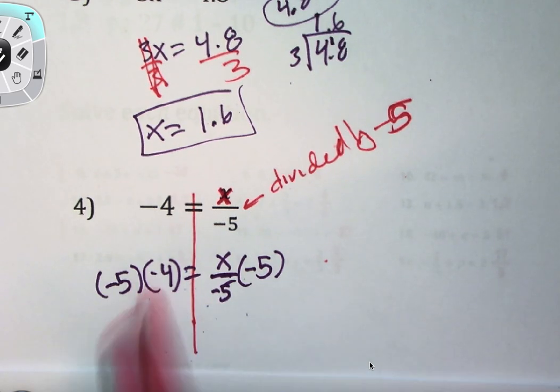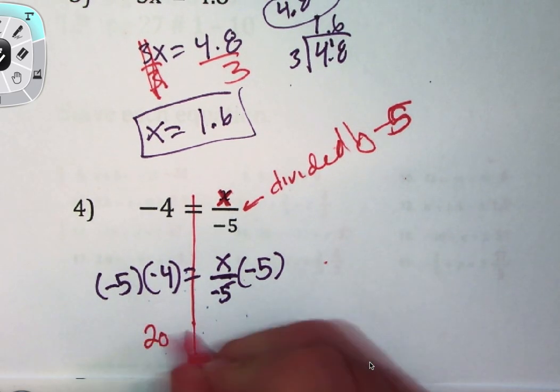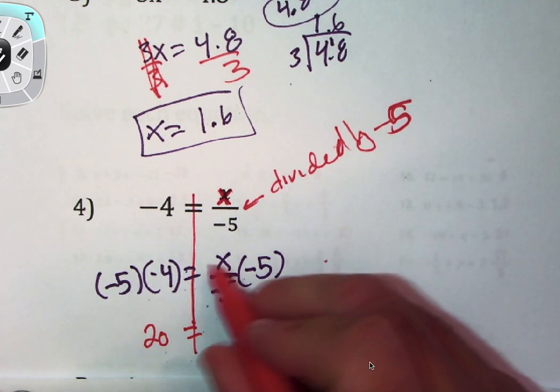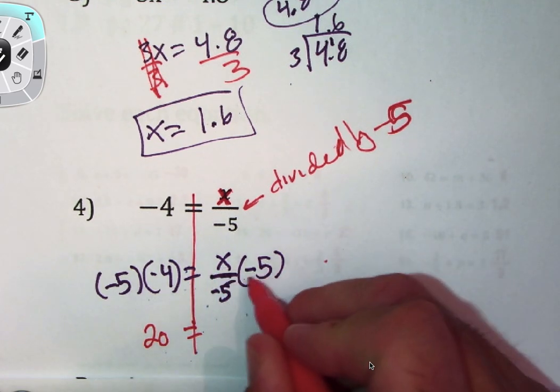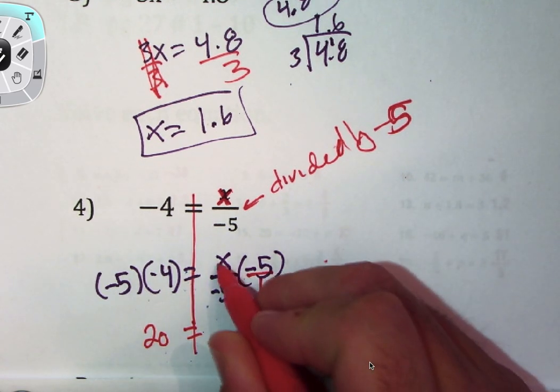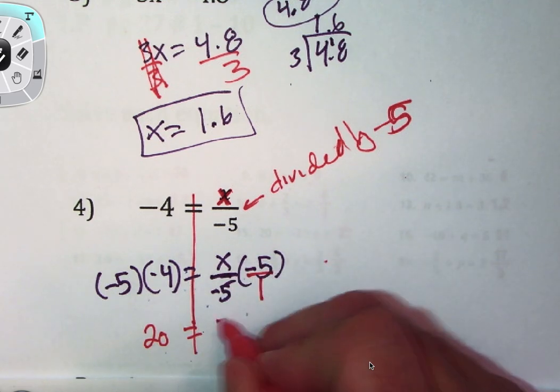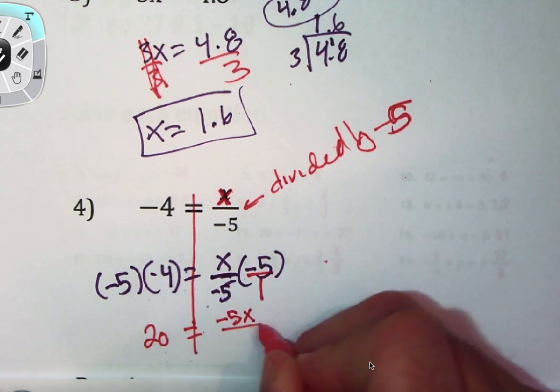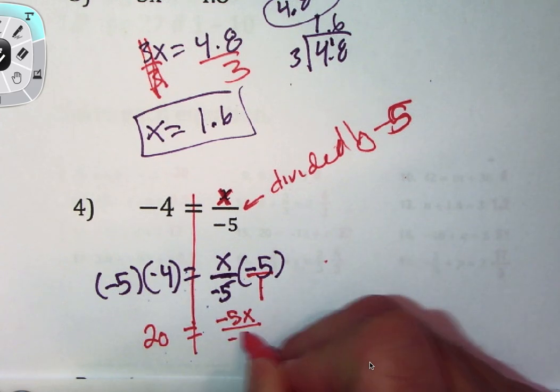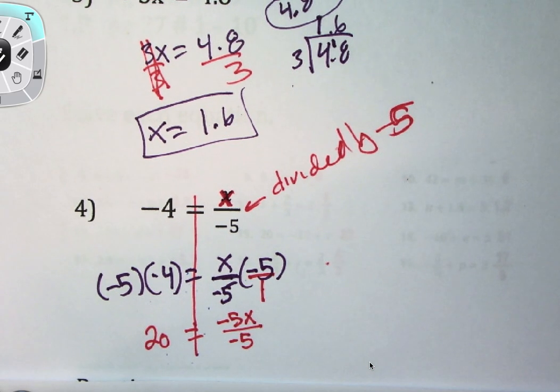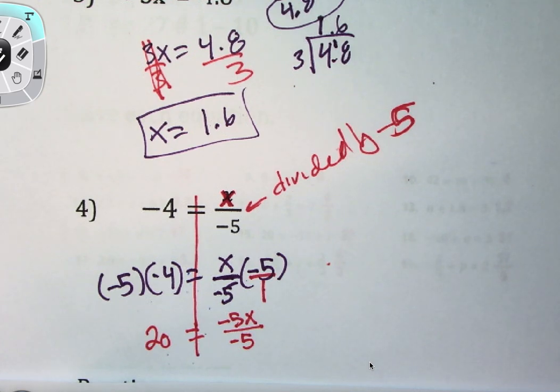Negative 5 times negative 4 is 20. And then we get x, we multiply these together. We get x times negative 5, which is negative 5x. And negative 5 times 1 is negative 5. Shoot. We didn't get x by itself, did we?